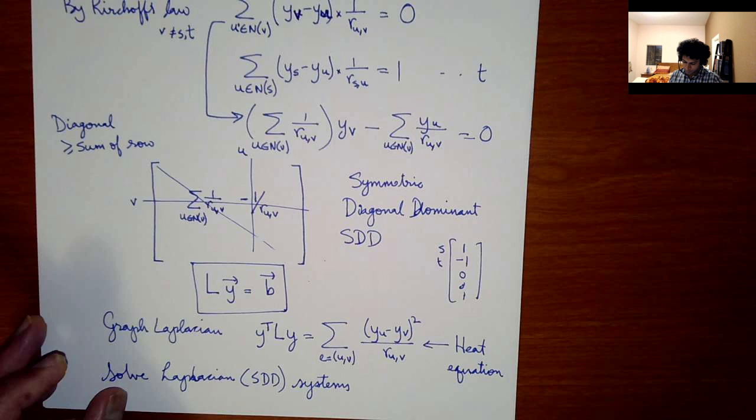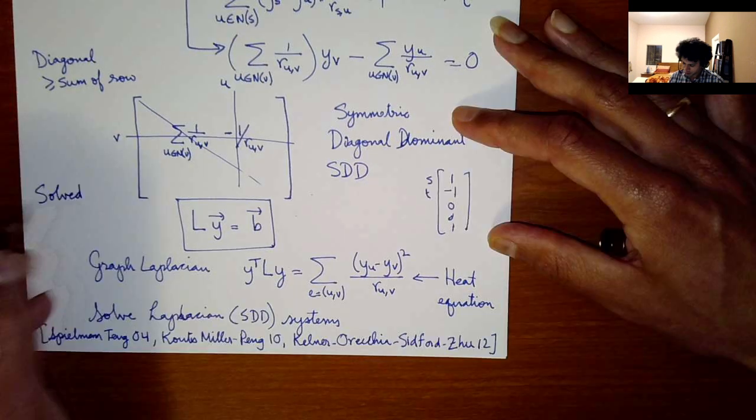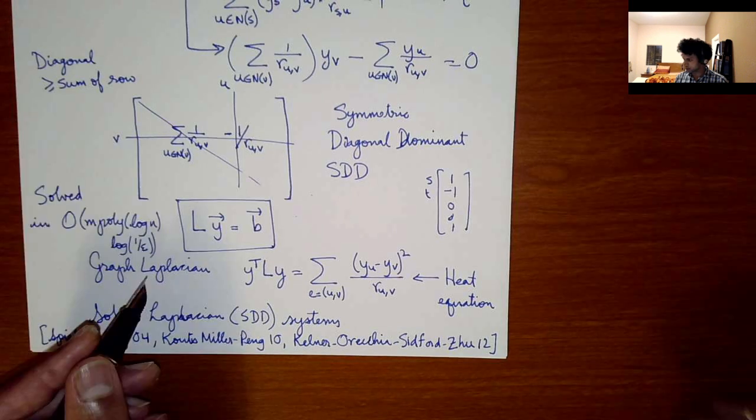But I'll just say, Spielman and Teng, this is a while back, this is '04. And then there's Koutis, Miller, Peng. This was 2010. And then there is Kelner, Orecchia, Sidford, and Zhu. This is in 2012. They all show how these can be solved in essentially O of m polylog n, and technically I should say that it's also log 1 over epsilon. So there's some precision issue. So if you want k bits of precision, you pay dependence on k. But these can be solved in m polylog n time.